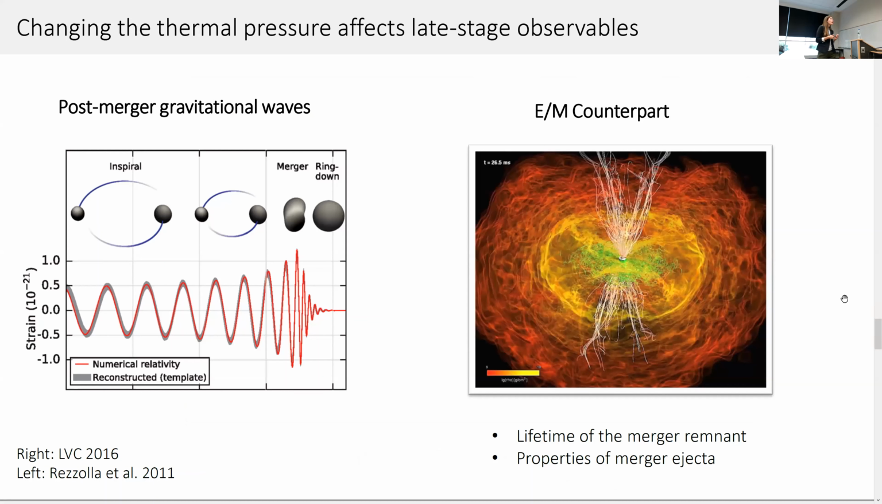But as that object relaxes to its equilibrium state, it effectively rings down, and during that ring down phase, it emits what are called post-merger gravitational wave frequencies, shown here, that are expected to be a very sensitive probe of the neutron star equation of state.